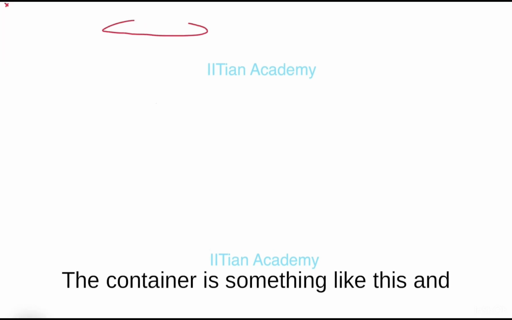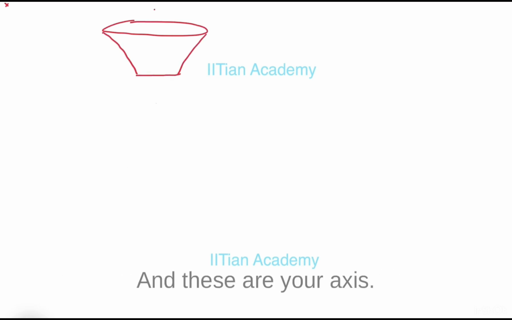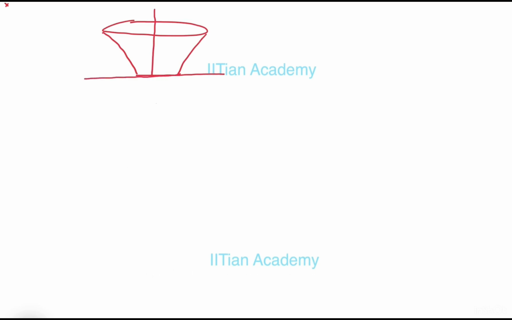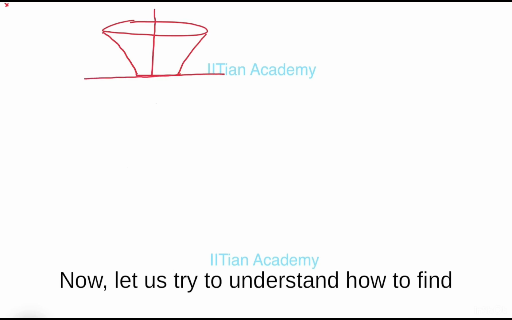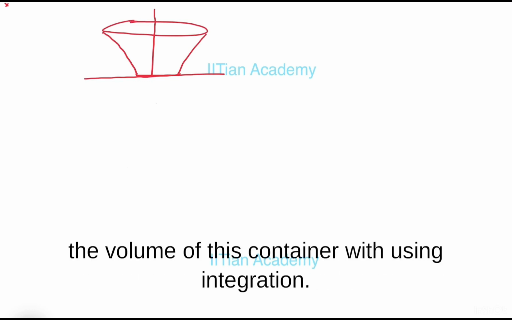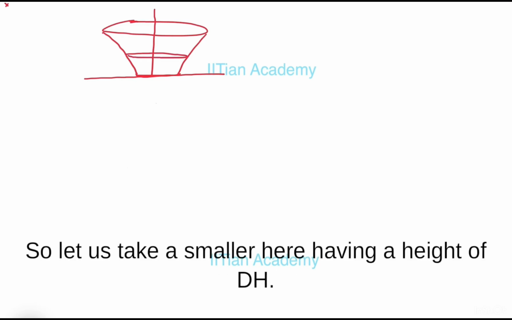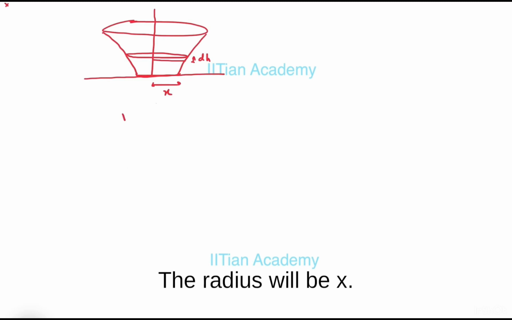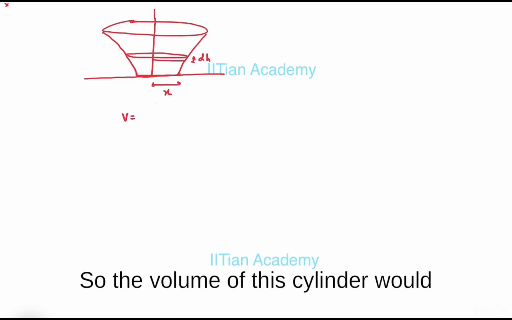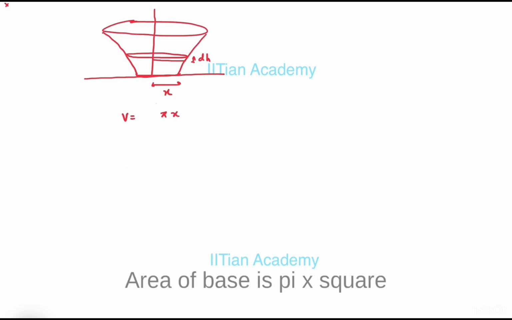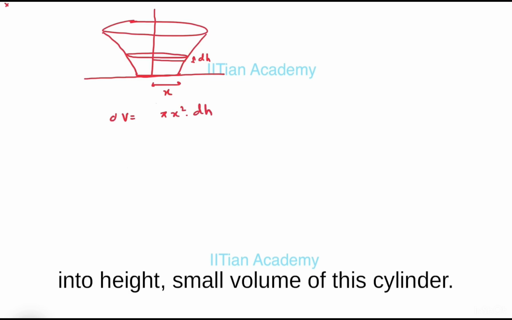The container is something like this and we have to find the volume, and these are your axes. Now let us try to understand how to find the volume of this container using integration. So let us take a small cylinder here having a height of dh, the radius will be x. So the volume of this cylinder would be area of base into height. The area of base is pi x square into height, the small volume of this cylinder.